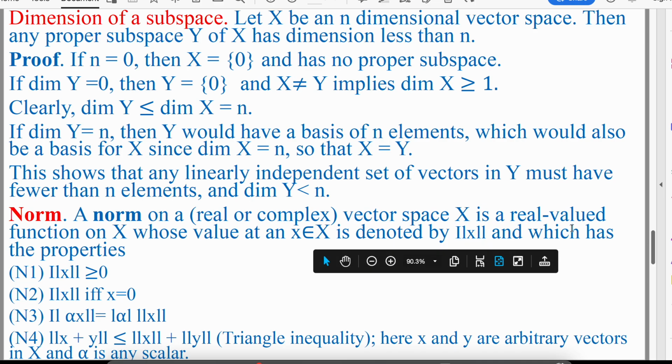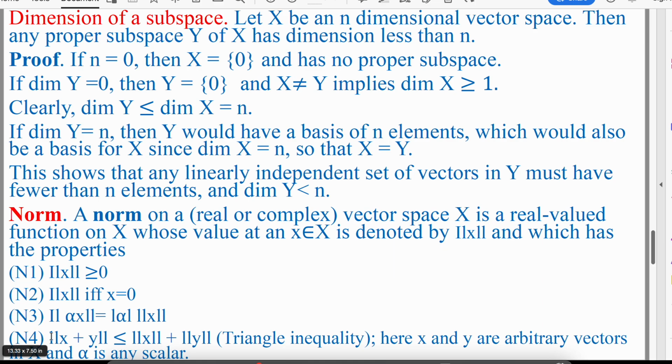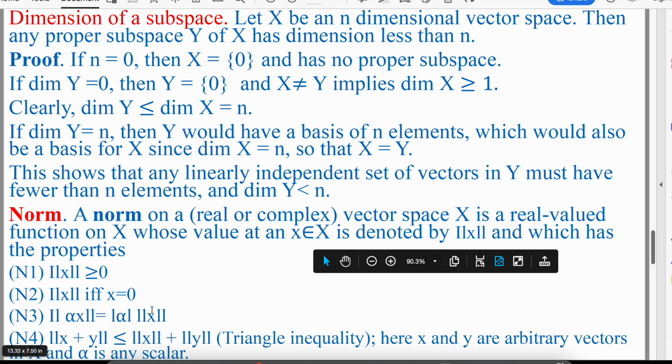And this has the properties: number 1, norm of x is greater than or equal to 0. Number 2, norm of x is equal to 0 if and only if x is equal to 0. Number 3, norm of alpha x is equal to modulus of alpha times norm of x. And number 4, norm of x plus y is less than or equal to norm of x plus norm of y. This is also called the triangle inequality. Here x and y are arbitrary vectors and alpha is any scalar.